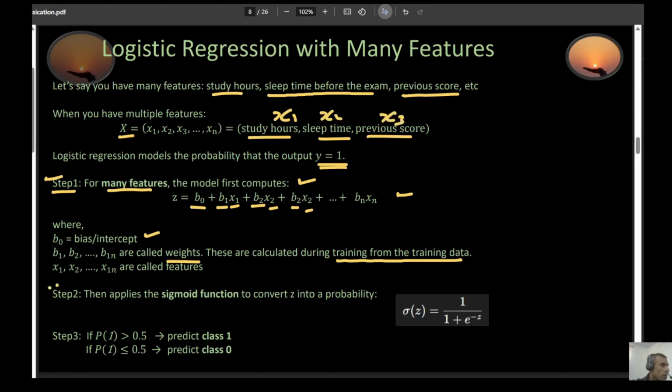Step 2, after you have calculated your z value from b0, b1 x1, b2 x2, b3 x3, all these values, then you apply your sigmoid function. Convert your z into probability. Use the same formula. And then if your probability is greater than 0.5, then you're going to predict it belongs to class 1. Otherwise, if your probability is less than 0.5, then you're going to predict it's class 0.